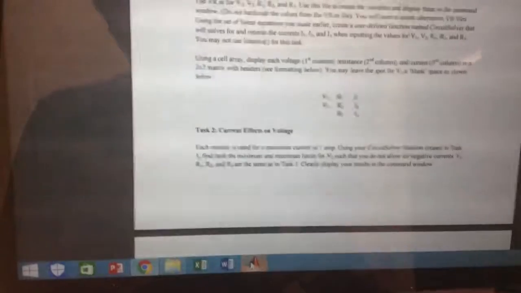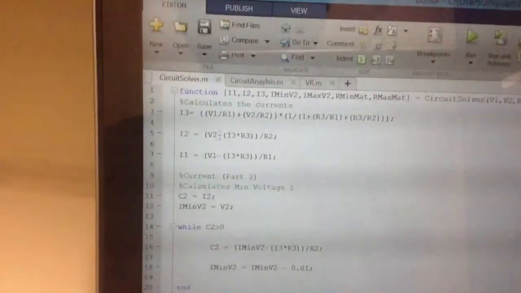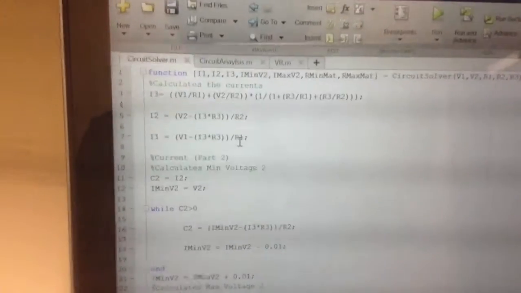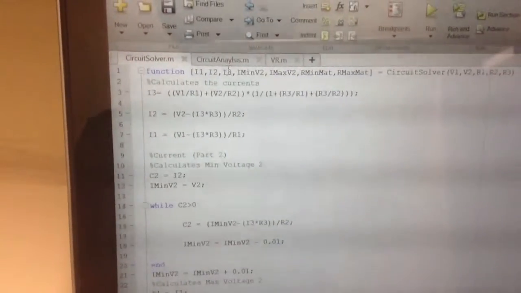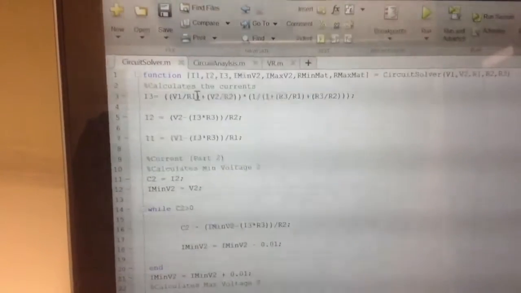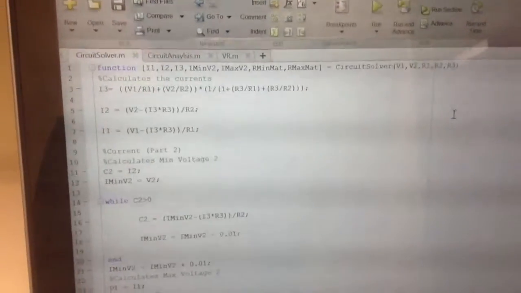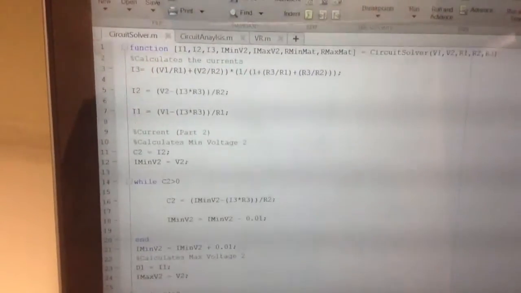According to this formula, we set up the equation. We set it up on the function page like this: I3 equals this, I2 equals this, I1 equals this. These functions we could all derive from the four equations I just showed. Then we have the values for V1, R1, R2, R3, and V2. It's easy to get I1, I2, I3. So we just output.